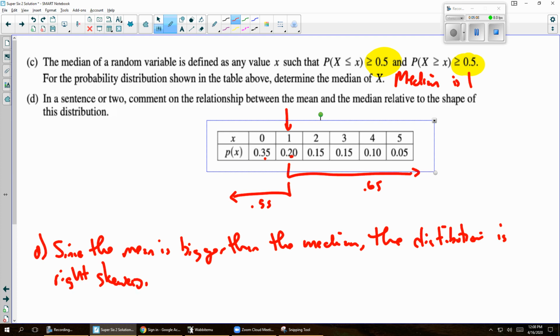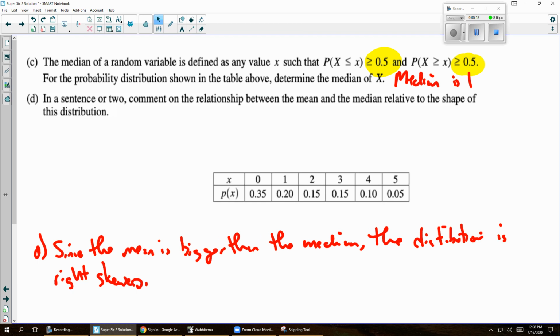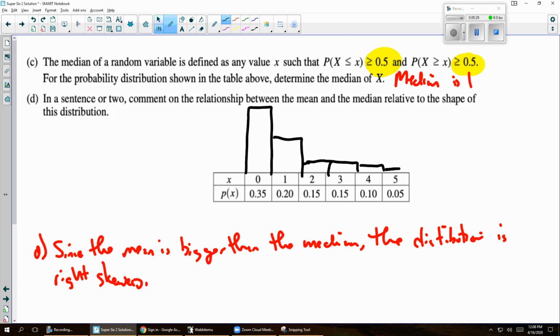And then we could go back and look at this distribution here. Let me erase a little bit of this. And I can see that the distribution, if I made little bars above it perhaps, this one goes up 0.35, 0.2, 0.15, and 0.15, 0.1, 0.05. Sure enough, right skewed distribution.